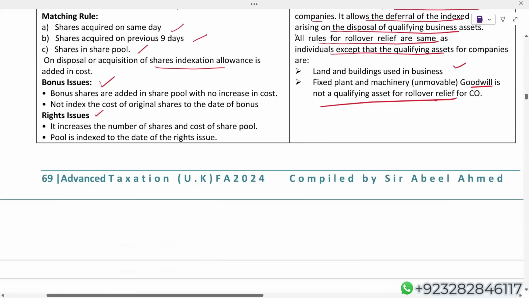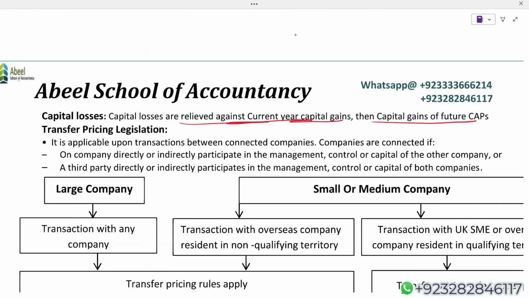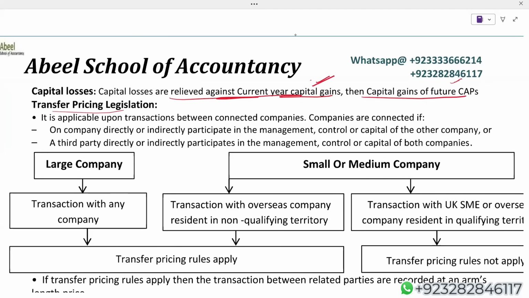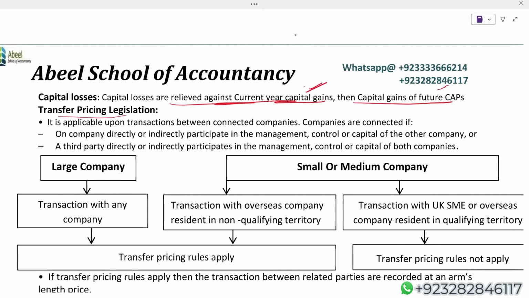Capital losses are relieved against current year capital gains, then capital gains of the future chargeable accounting periods. Transfer pricing legislation, students, I would say has been examined more than once in past papers. Transfer pricing legislation: you just need to know one concept. If the transfer pricing legislation applies, then you just have to bring the transaction to fair value.